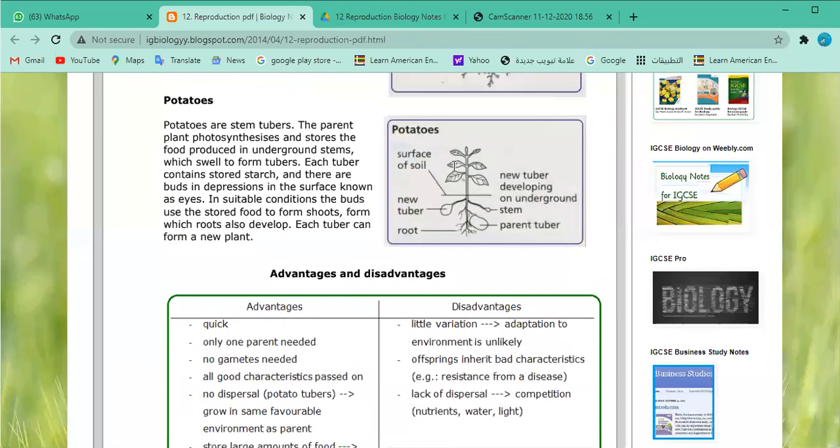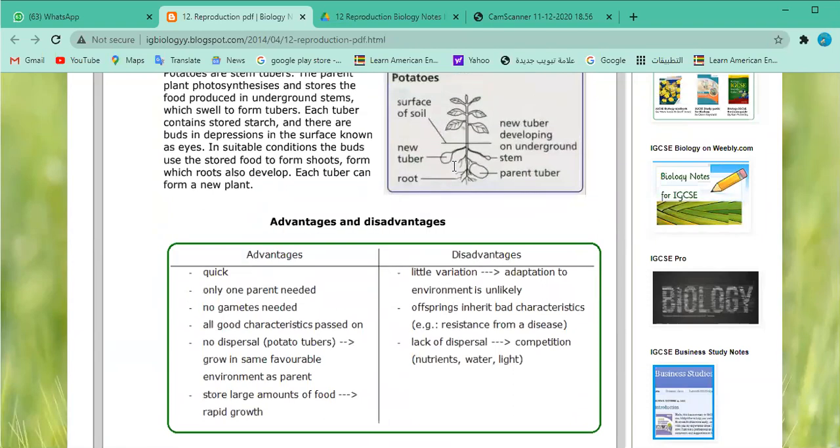So look at this. I think these are some points I would say we can quickly go through. They are discussing advantages and disadvantages of asexual reproduction. Advantages: it is very quick, no seed. Only one parent is needed. You don't need much energy. No gametes are needed. All good characteristics of the generation will be passed on, but no dispersals.